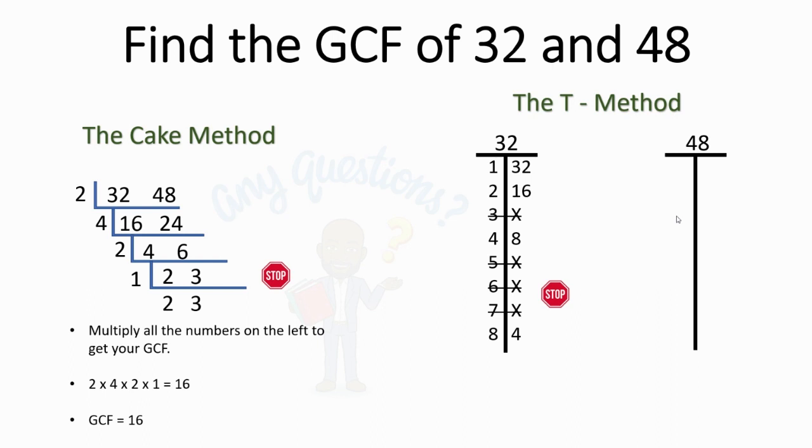Let's work on 48. So what times 1 will give you 48? Obviously, 48. All right, what times 2 will give you 48? You're right, 24. What times 3 will give you 48? Ooh, 16. Wow. Well, what times 4 is going to give you 48? That's right, 12. What times 5 is going to give you 48? This is a hard one.